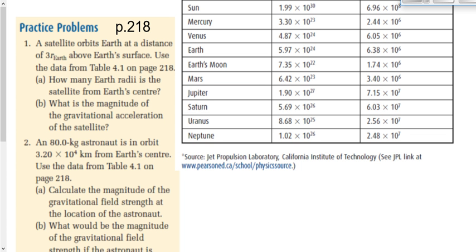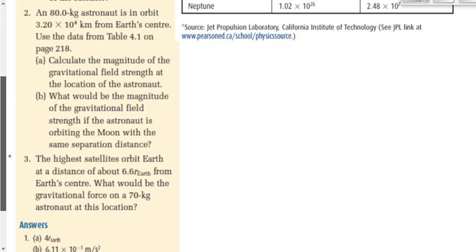So what value of r would you end up using for this question? 4 times the radius of the Earth, right? Because you need the distance from the center of the Earth to where the satellite is, so it would be 4 times the radius of the Earth. Does that make sense?